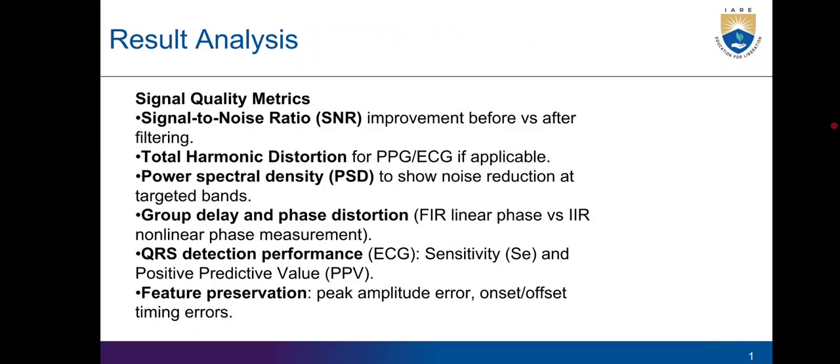Result analysis: signal quality metrics. Signal to noise ratio improvement before versus after filtering, total harmonic distortion for PPG and ECG if applicable, power spectral density to show noise reduction at targeted bands, group delay and phase distortion, FIR linear phase versus IIR non-linear.